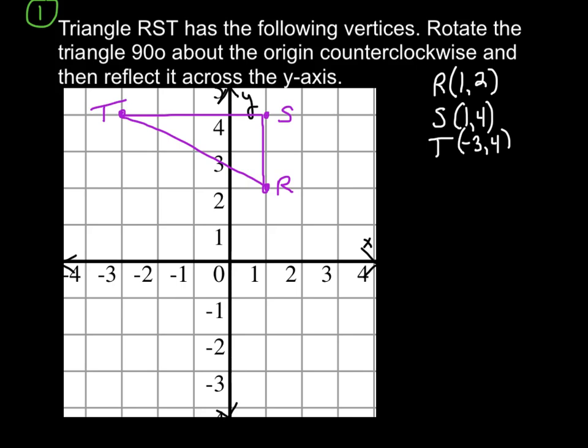counterclockwise 90 degrees. So if I rotate it 90 degrees, I'm going to use my little trick. For R prime, I take the opposite of the y and then flip them. So that'd be negative 2, 1. So negative 2, 1 is R prime. S prime is going to be negative 4, 1. And T prime is going to be negative 4, negative 3.